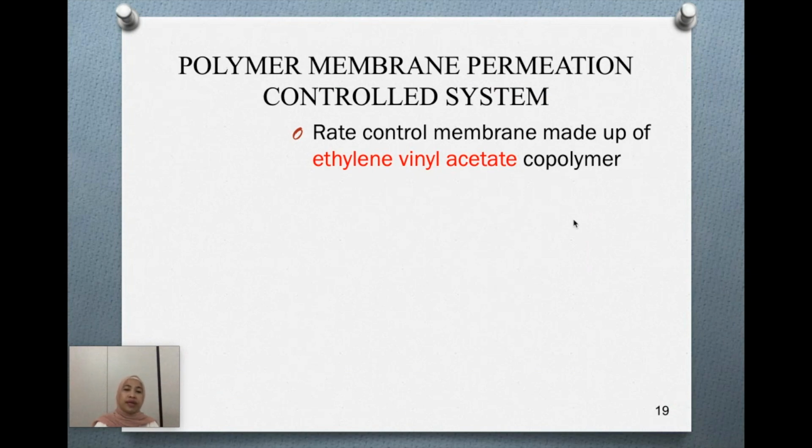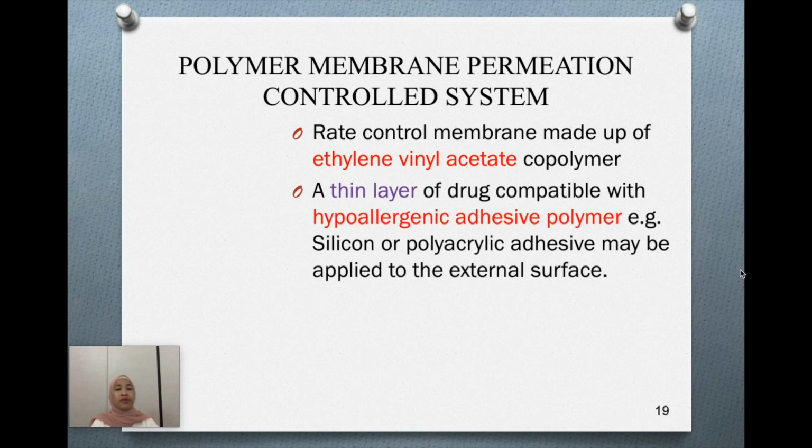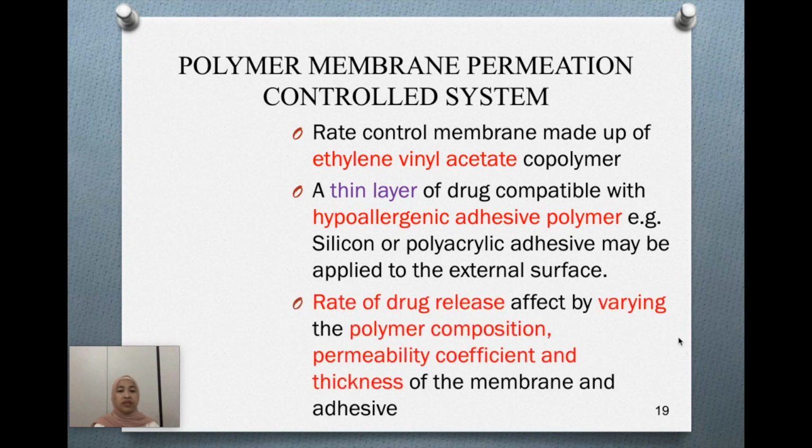The control membrane can be made out of ethylene vinyl acetate copolymer. The layer should be compatible with the adhesive polymer. So example is silicone or polyacrylic adhesive has been used. The release rate, of course, is affected by the polymer composition, permeability coefficient, how easy your drug can permeate through the skin, and also the thickness of the layers. So the thicker, the longer it takes for drug to be actually released through the skin.